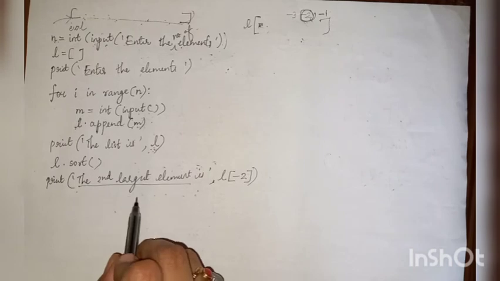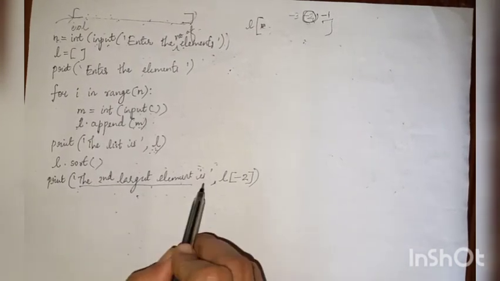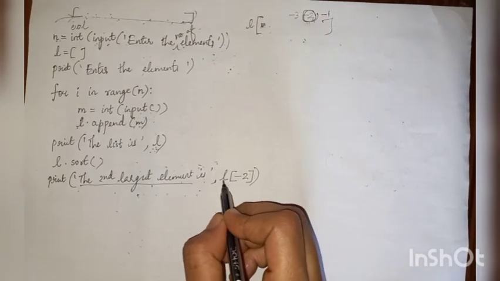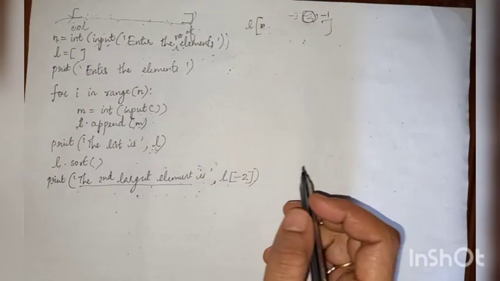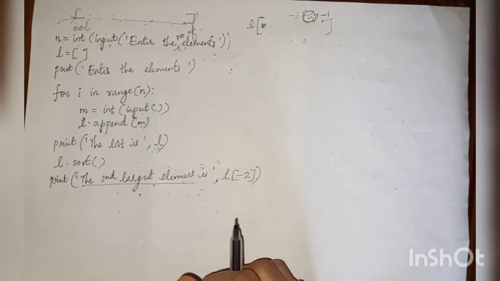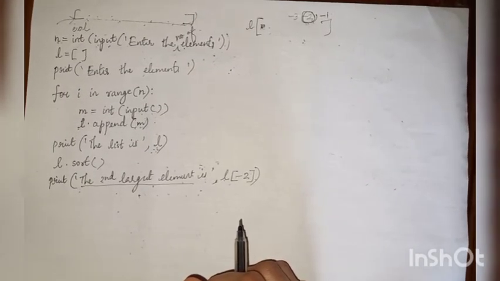So what happens? The second largest element is printed as it is, and then in list L the value at index -2 will be printed. So this is how we can print the second largest or the largest element in a list.